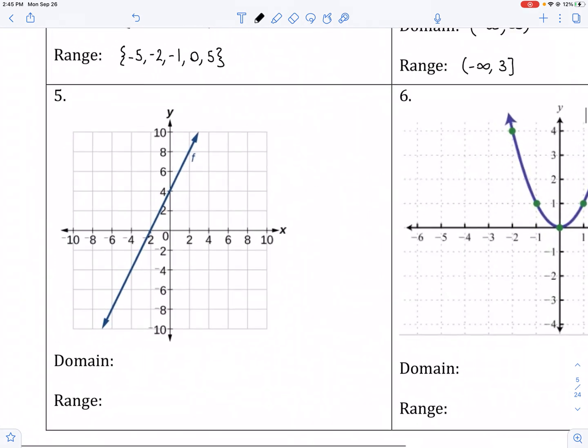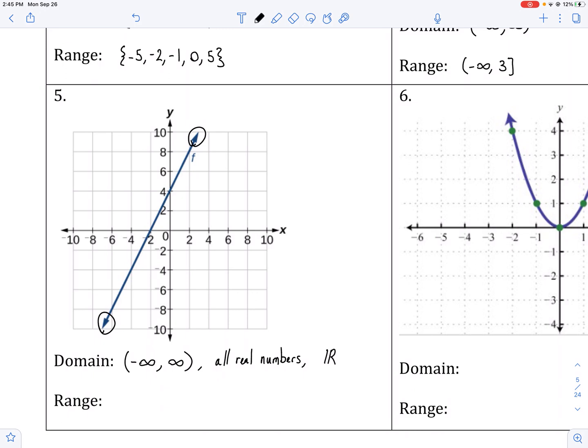All right, number 5, we did one similar to this in class. This arrow goes left forever, this arrow goes right forever, and it's connected with everything in between. So we write this for the domain. You could also, when it goes left forever and right forever and everything in between, say all real numbers. And even another way is this fancy looking R with a double line. That also means all real numbers. So these are three different ways of saying the same thing.